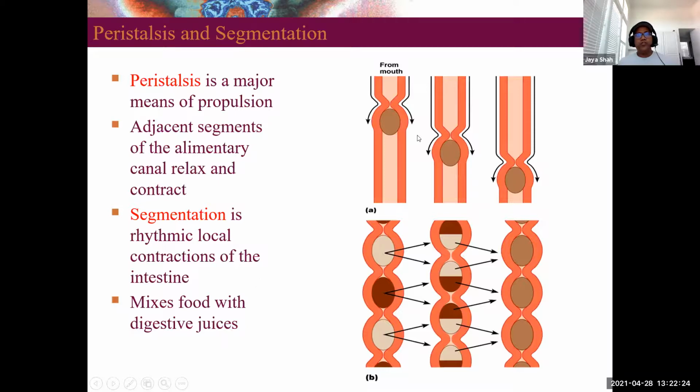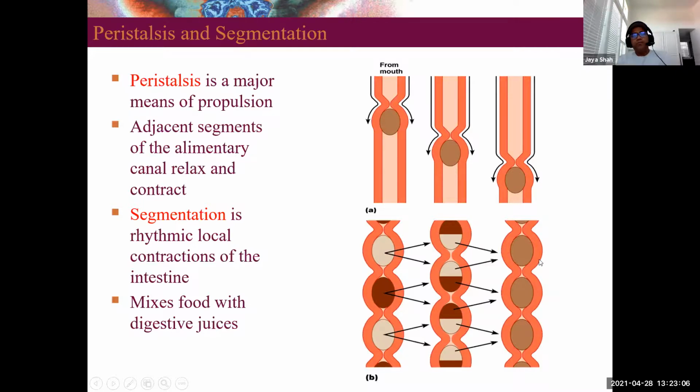It starts in the esophagus and continues until the large intestine. But segmentation is specific to the small intestine. You can see here several regions of the small intestine: a contracted region, a relaxed region, contracted, relaxed, contracted, relaxed. In the next section, what do you see? The area which was contracted is now relaxed, and the area which was relaxed is now contracted. So you are mixing the contents of two sections, and that's how segmentation works: rhythmic local contraction of the intestine that mixes food with digestive processes.